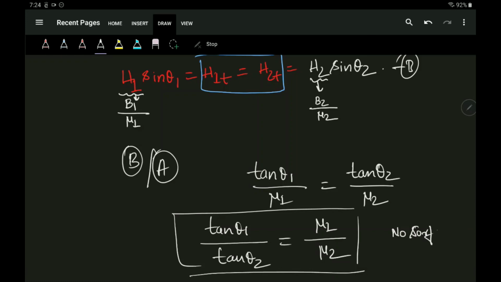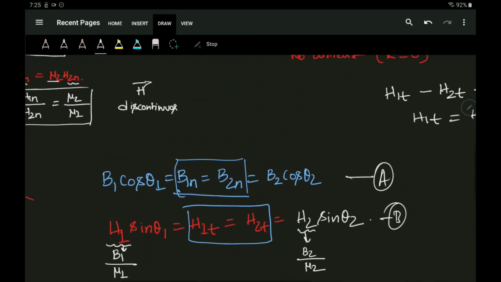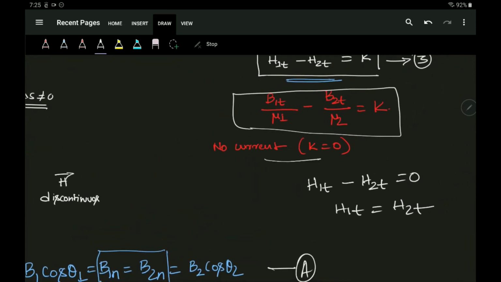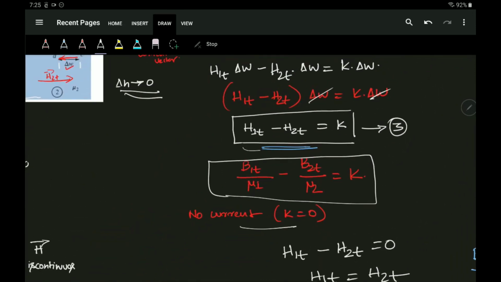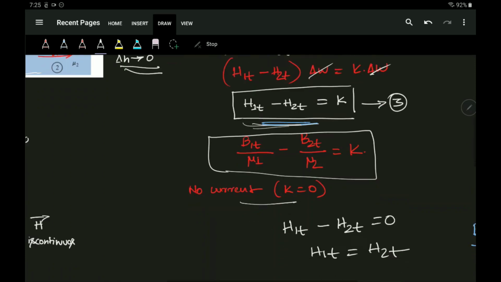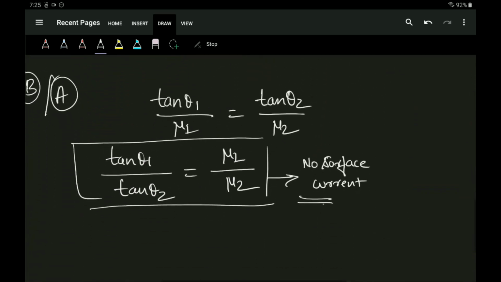Keep this in mind. This equation is for the law of refraction for magnetic flux lines at the boundary with no surface current. If the surface current was there, then K would not be equal to 0, right? So if this is not equal to 0, then this cannot be equated. H1t cannot be equated to H2t. Hence, this equation holds good for no surface current.